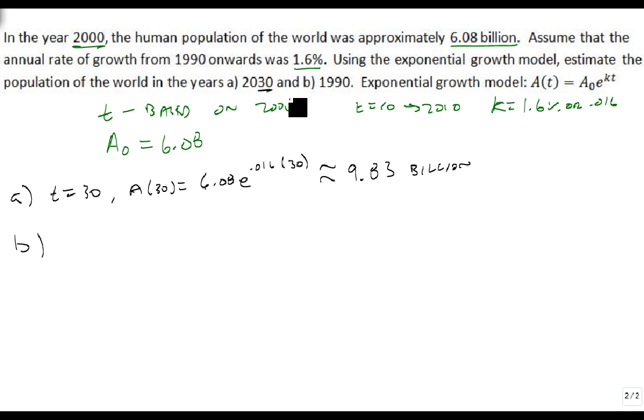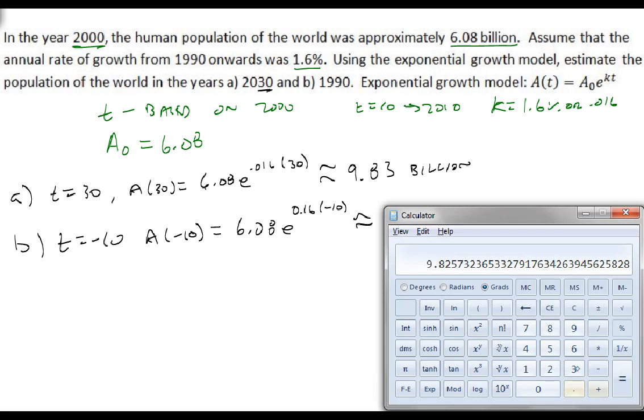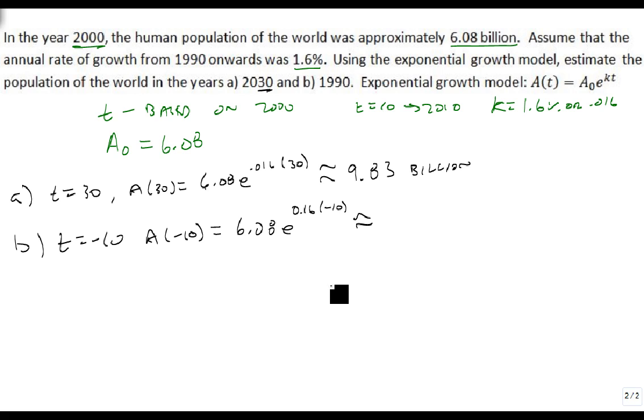Well, we can also do 1990, in which case t is negative 10. So A of negative 10 equals 6.08 times e to the 0.016 times a negative 10, which is again going to be an approximation because we have to round it somewhere. 6.08 times, 0.016 times a negative 10, close the parentheses, raise it, equals. There are roughly 5.18 billion people in 1990 in the world.